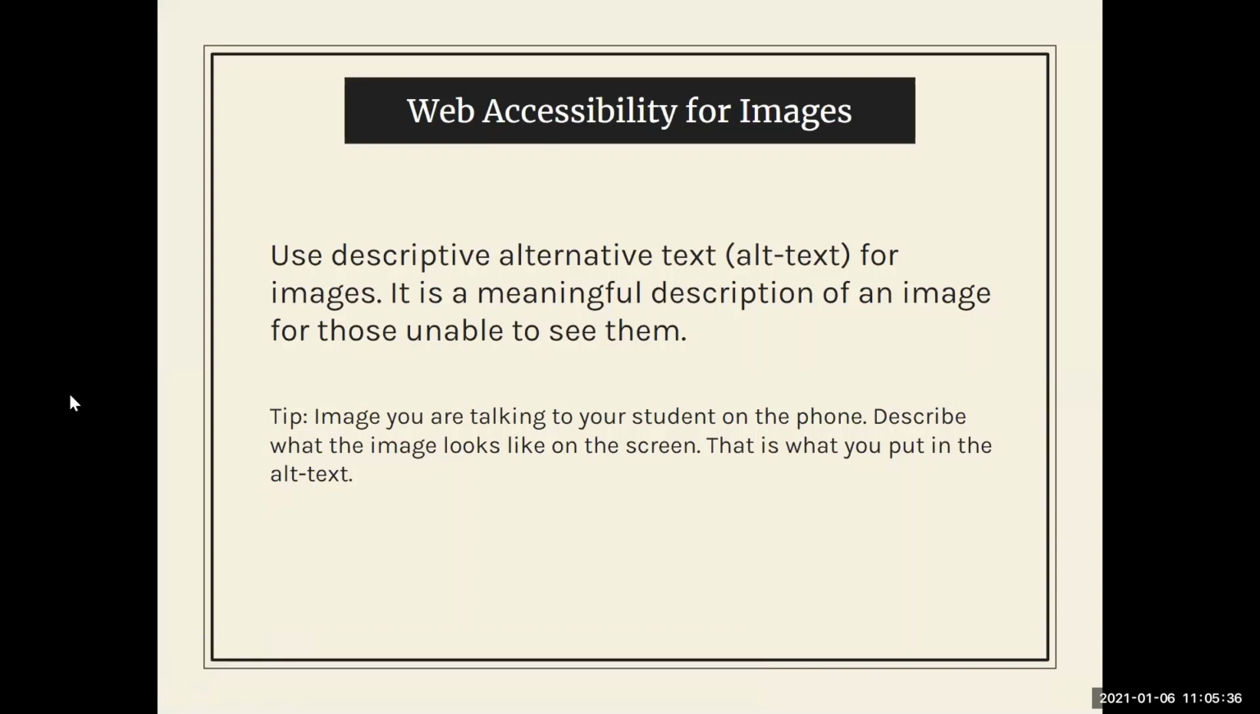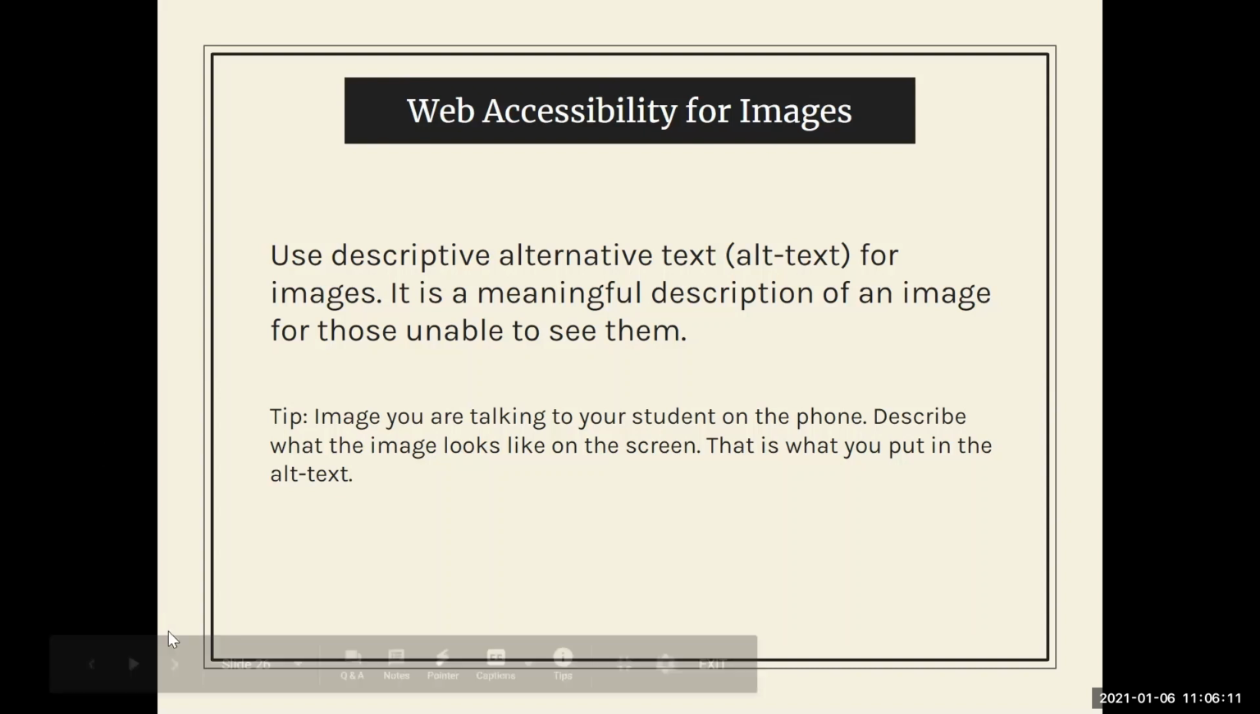Okay, next we're going to go over web accessibility for images. Make sure you use descriptive alternative text for an image. You want to make sure it's a meaningful description of an image for those who are unable to see it. If you're looking at a picture and wondering how to best describe it, one tip is to imagine you're talking to your student on the phone and trying to describe what you see on your screen, but they can't see it. What would be the best way to do that?